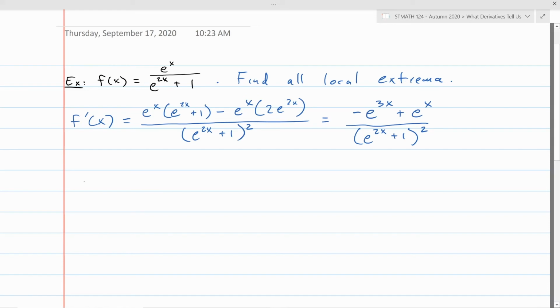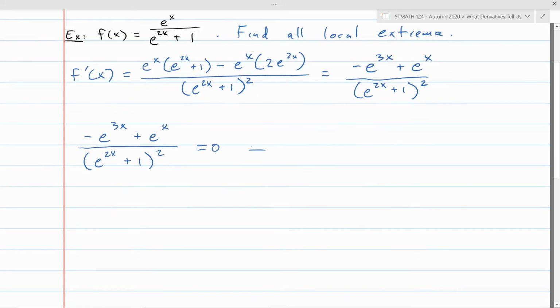So I need to set that equal to 0: negative e to the 3x plus e to the x, all over e to the 2x plus 1 quantity squared, equals 0. After clearing fractions, I'm going to have negative e to the 3x plus e to the x equal to 0. It might look a little easier if we made a substitution. If we let a equal e to the x, then this equation becomes negative a cubed plus a equals 0, which feels a little easier to deal with algebraically.